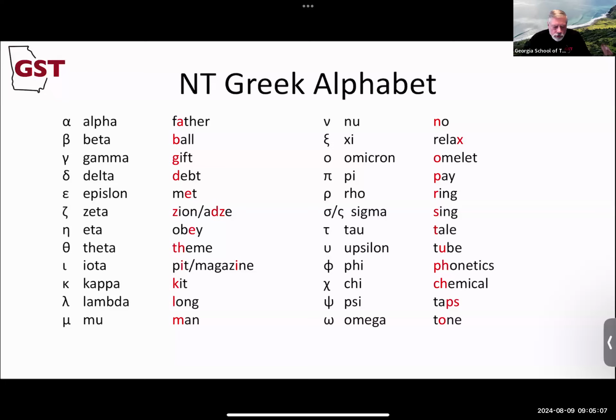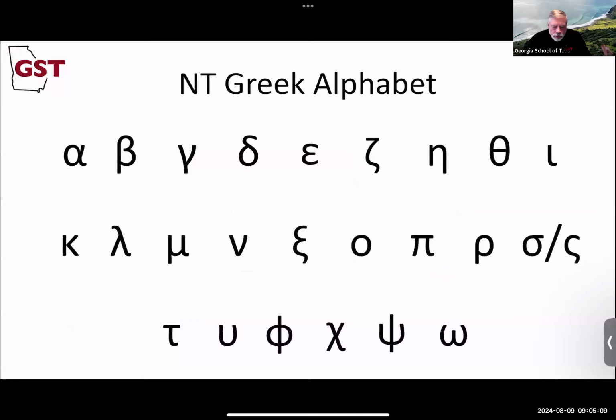I'm going to start here and let you read the alphabet for us. Alpha, beta, gamma, delta, epsilon, zeta, eta, theta, iota, kappa, lambda, mu, nu, xi, omicron, pi, rho, sigma, tau, upsilon, phi, chi, psi, omega. Okay, very good.